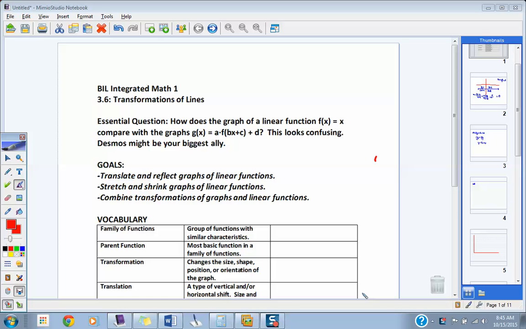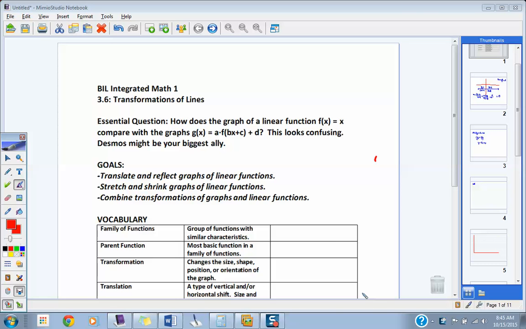This section is going to start talking about moving lines, whether we move them left or right, up and down, whether we might stretch something out or we might shrink it. All that stuff is going to be talked about today. Essentially what I'd like to do today is talk about all these characteristics, but if we don't get to it today, we'll probably do it first thing tomorrow.